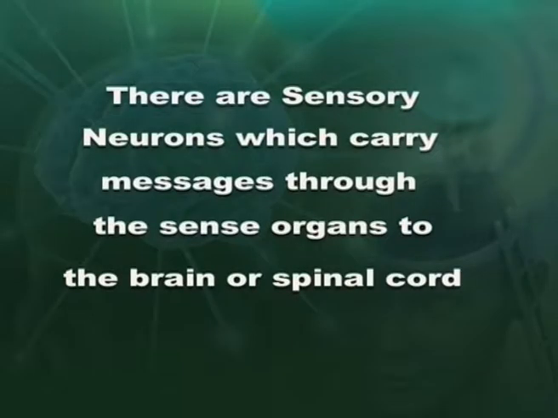There are sensory neurons. The first type of neurons are the sensory neurons, which carry messages through the sense organs to the brain or spinal cord. So, we receive all the information through our senses. Whatever information we receive about the world is through these senses, and these sensory neurons carry these messages to the brain and to the spinal cord.